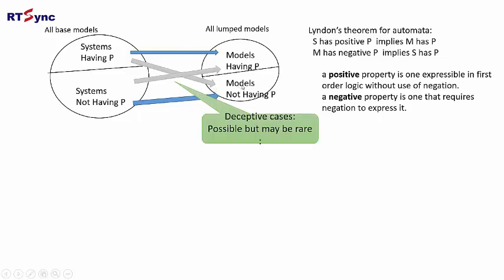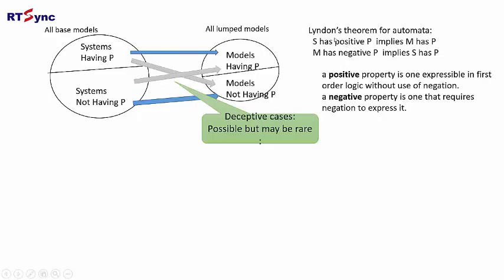For example, a main issue is, if a lump model has P, does the system that it represents have P? Or could it be that that system does not have P? Because if this cross-mapping is possible, then it could be that a model having P is created from a system that did not have P, and so the creation of P, of the property, is deceptive. The model has it, but the system it represents doesn't.